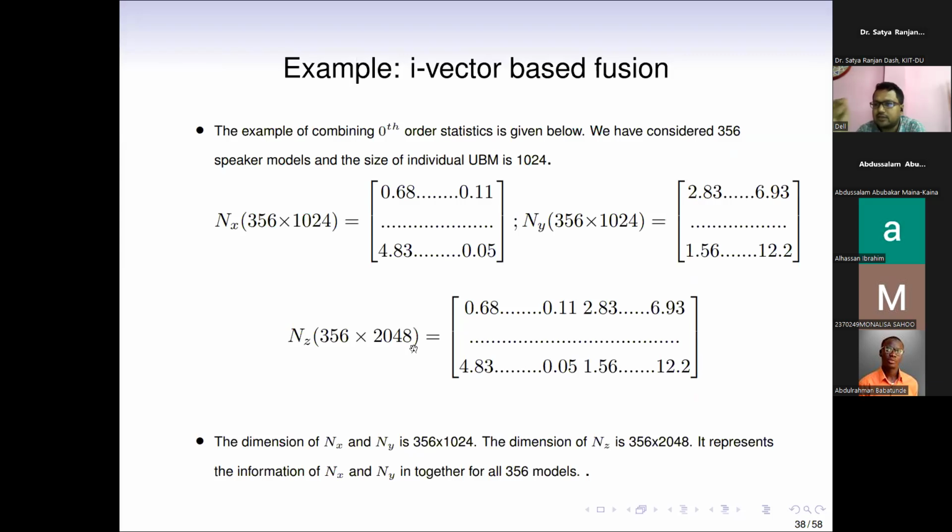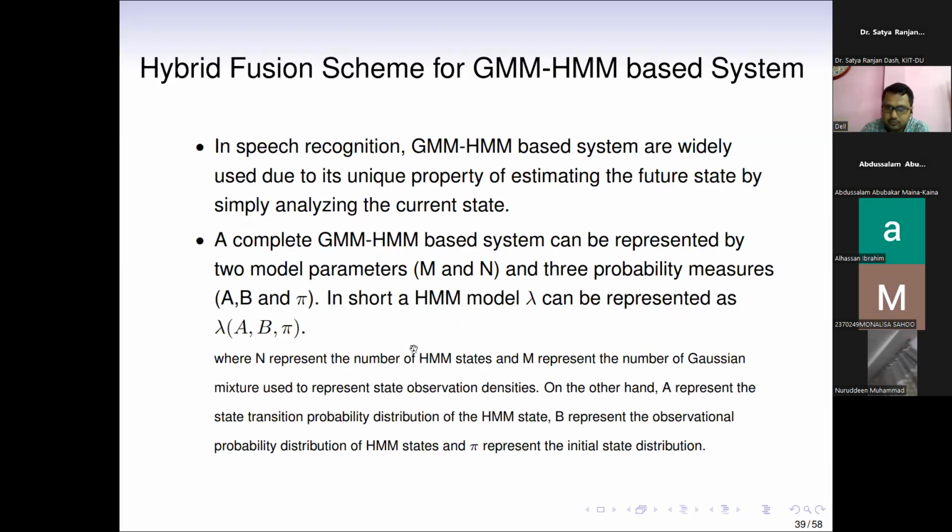Till now we have discussed GMM, GMM UBM and I vector based systems. These three systems are used in speaker identification, speaker verification, limited data speaker verification, replay detection, etc. But speech recognition is also a very big field in the speech processing domain, so we also design our system for a GMM HMM based system, such that we can use the multiple information in the speech recognition domain also.